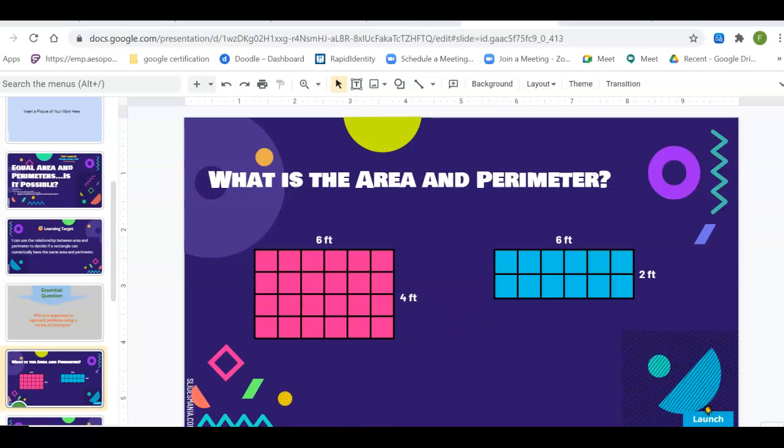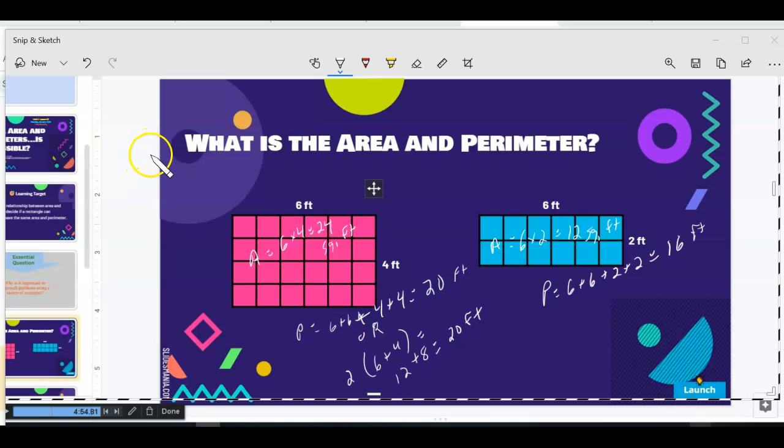All right, so you've had an opportunity to work on these two rectangles, and I've got my answer key here. In that first rectangle, the area is 24 square feet, because remember, that is going to be the length times the width. So 6 times 4 is 24. Or you could have counted all the different tiles in there, and you'd get a total of 24.